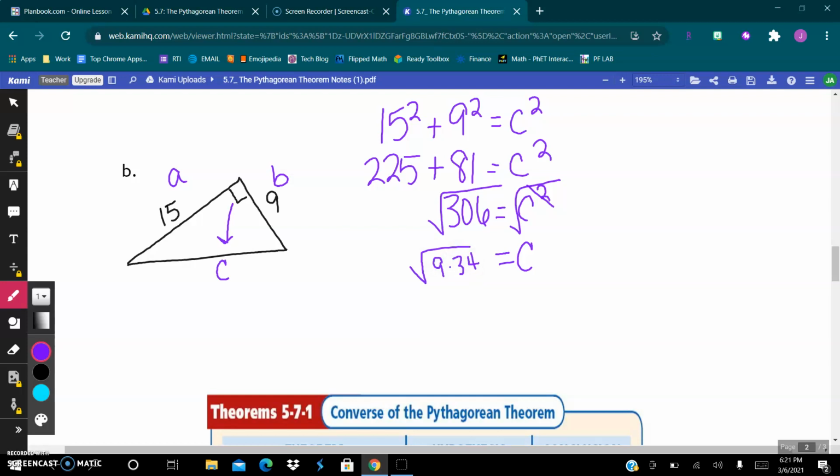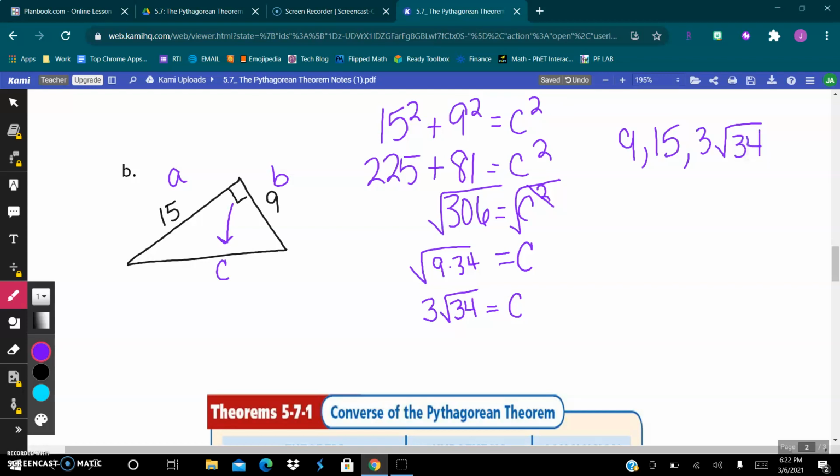And the square root of 9 would be 3, so that goes on the outside, and then we have 34 left. 34 cannot be divided by anything in that perfect square list, so that's as far down as we can simplify that. So C equals 3 square roots of 34. So our side lengths are 9, 15, and 3 square roots of 34.